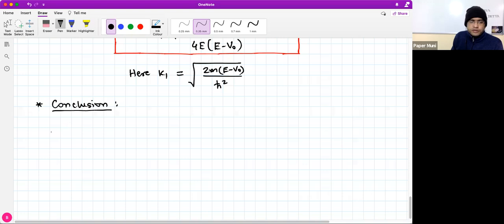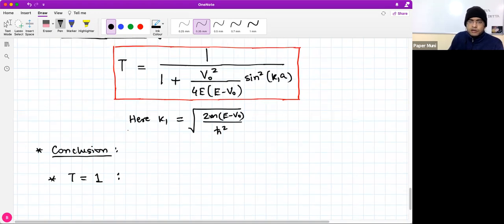Now if I want the transmission to be complete, it should be one. So what does it imply? How can I get T equal to one? If I want T equal to one, I want this term to be zero, this V naught square sine square term. So how will it become zero? We cannot put E equal to V naught, because that will make this term infinite, and then the transmission coefficient will become zero. We want it to be one.